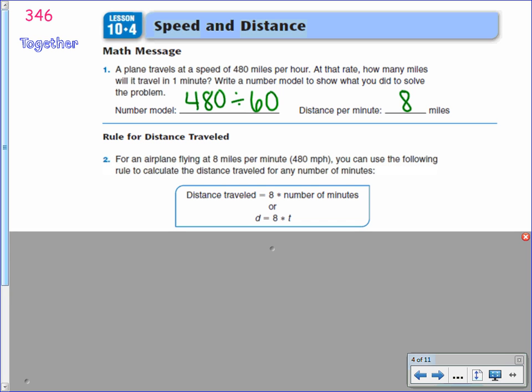Because what they're saying is the distance traveled is equal to 8 times the number of minutes, right? Because the more minutes you're traveling, the farther you're going to go. They shorten that even more, because in math, we don't like all those letters. We just want one letter. So the D stands for what? Distance traveled, and the T is what? Time, or in this case, the number of minutes. Okay, so keep that in mind.